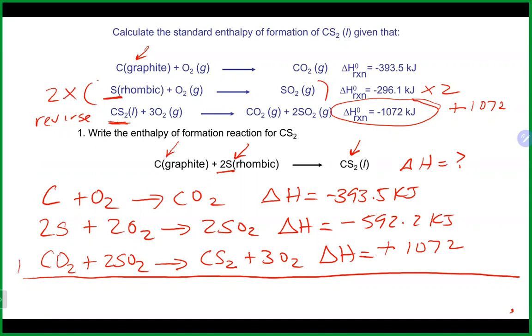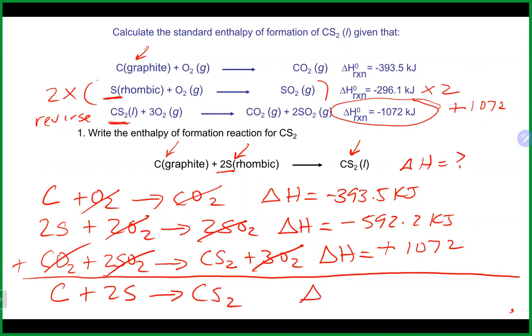Now, if I did this correctly, everything should cancel out, and I should end up with the equation I'm looking for. CO2 will cancel. We have SO2 will cancel. That is 1 O2 and 2 more make 3, which cancels out with this guy. And that leaves us a carbon on the left and a couple of sulfurs and CS2.